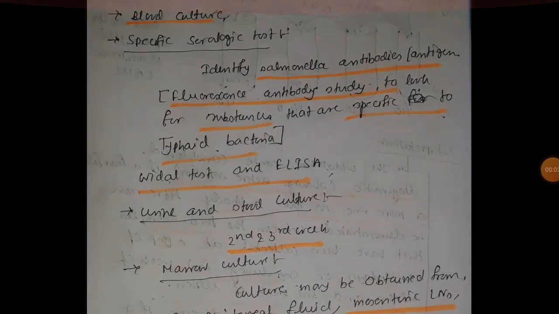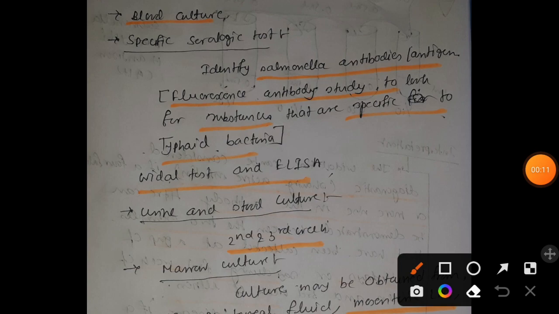Welcome back, friends. So in the first part of the diagnosis we have talked about Widal test details, right? So now this is the part 2 of the diagnosis of the typhoid. So let's start. So first of all, we can do blood culture.